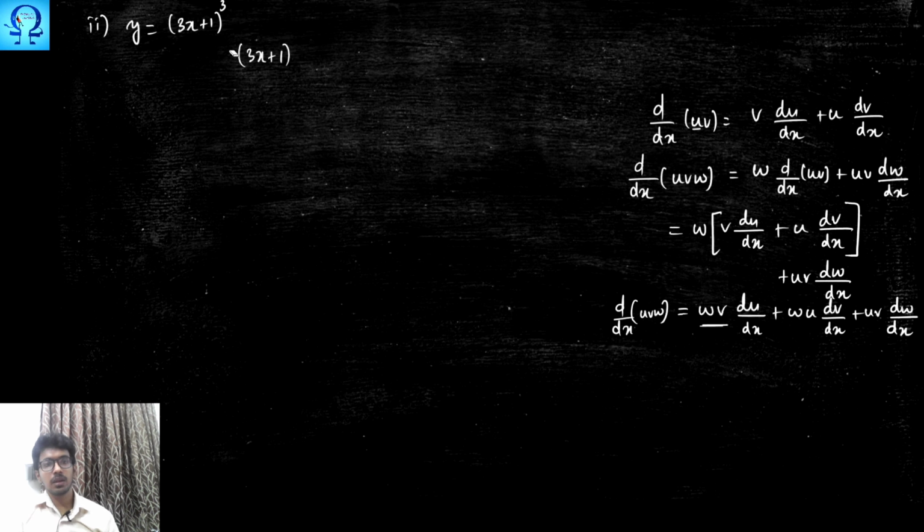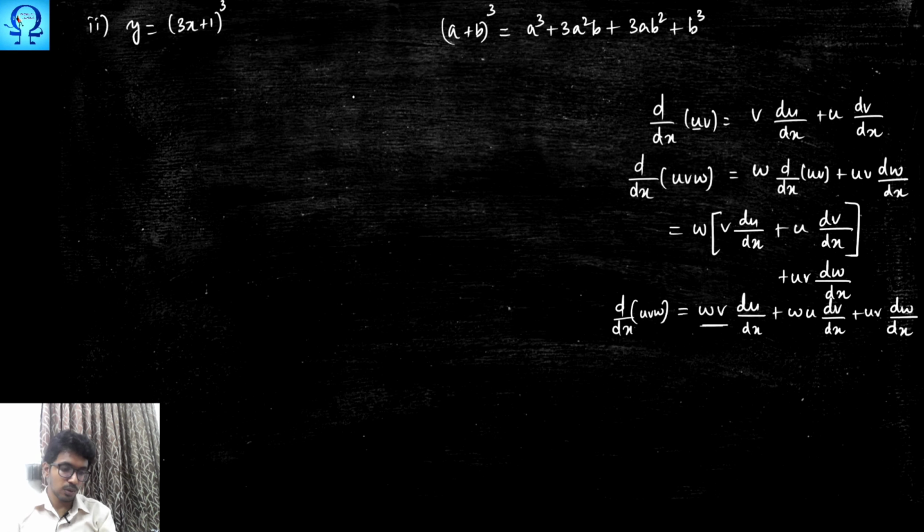As of now, I think I shall leave this problem to you people to complete. I have given you all possible ideas, and also let me give you the a plus b whole cube formula: a cube plus 3a square b plus 3ab square plus b cube. In the place of a you have 3x and in the place of b you have 1. Substitute here and try to find out the answer. So I am leaving this to you people. Now let me move to the next problem.